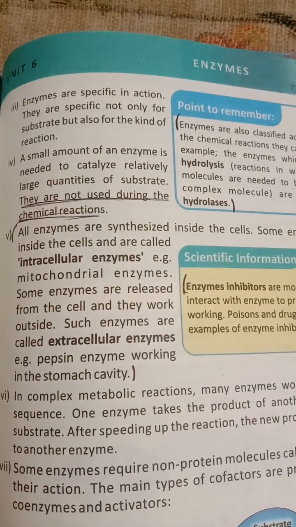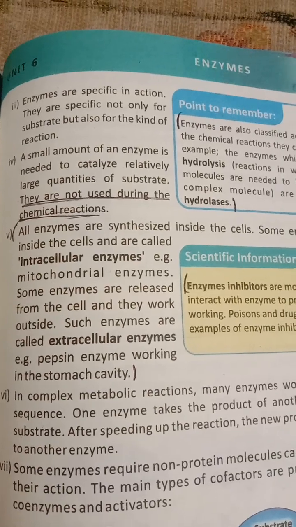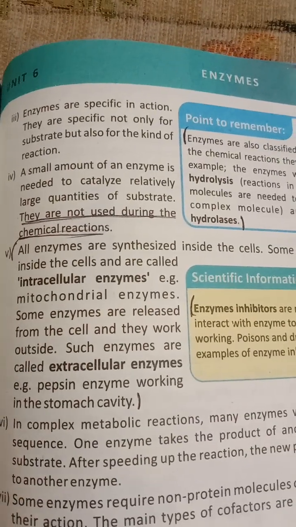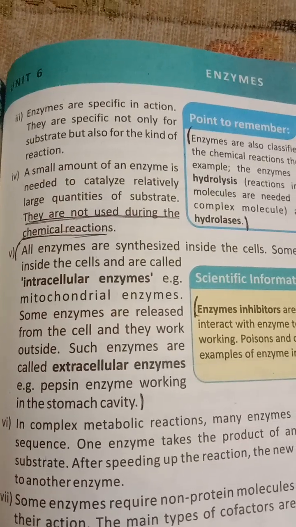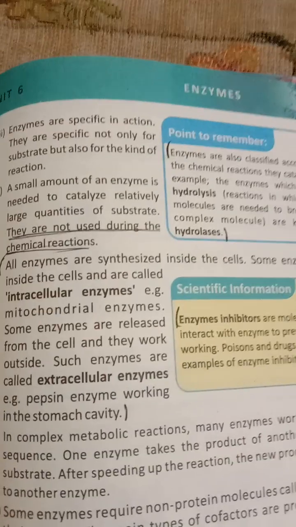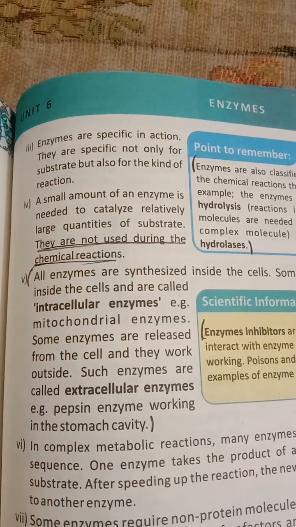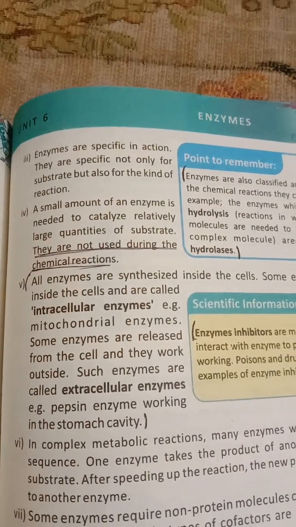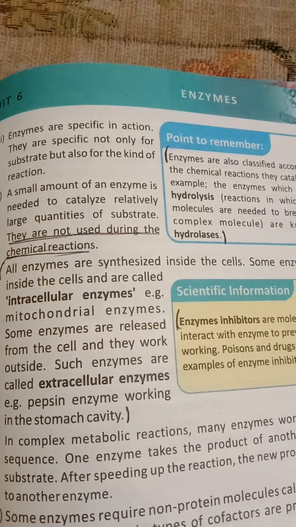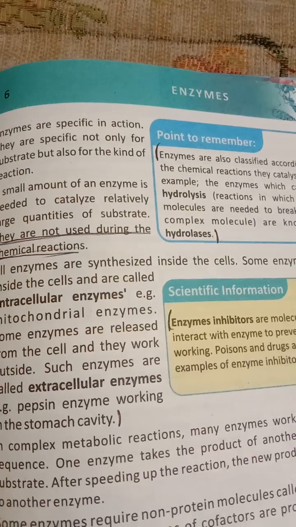We will learn this in the mechanism of enzyme action. There are two theories, the lock and key model and the induced fit model. So we will learn how an enzyme is specific for its action. So enzymes are specific not only for substrate but also for a kind of reaction. An enzyme only works in one kind of reaction.